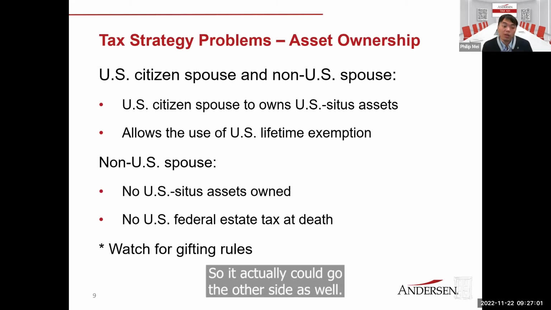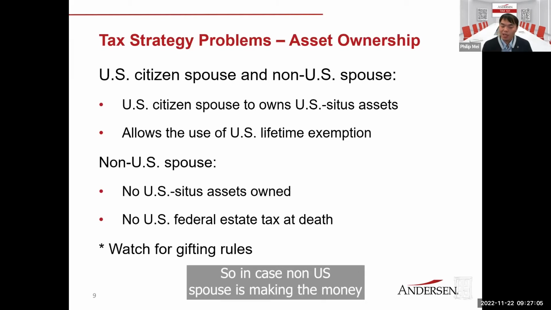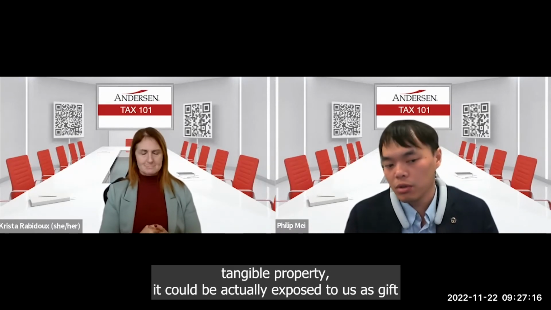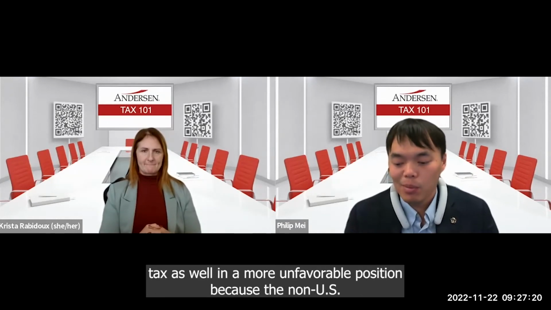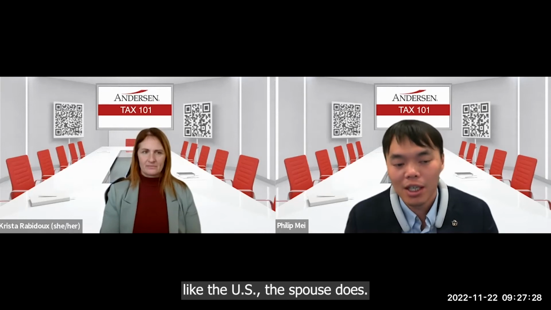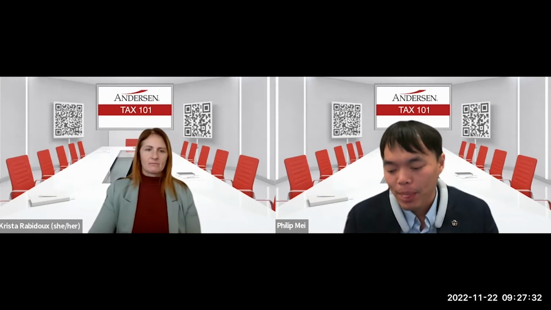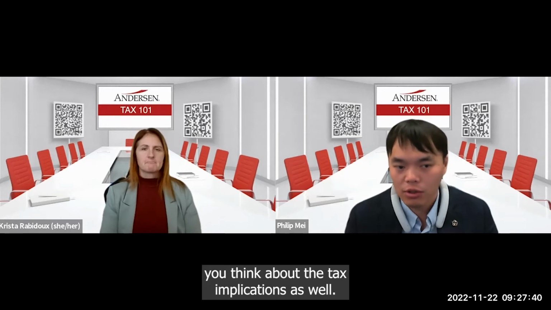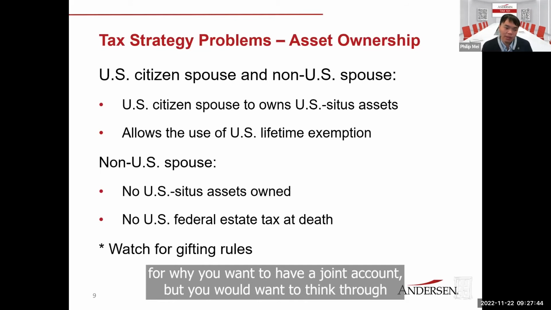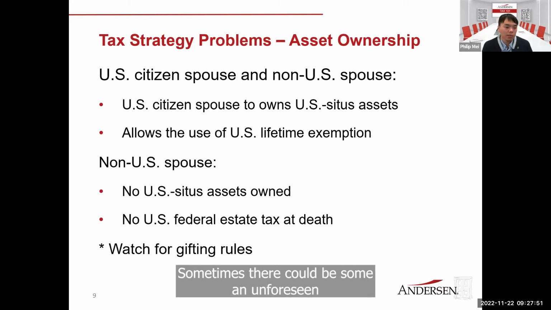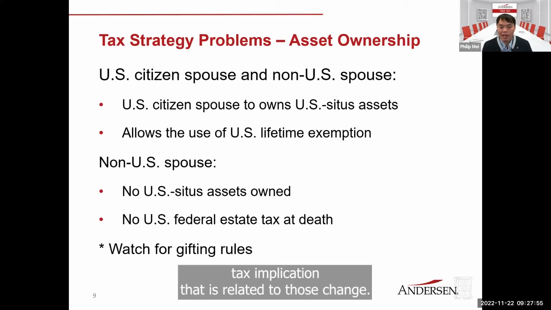Yeah, it could actually go the other way as well. If a non-US spouse is making the money and then putting all the money into the joint account, and the property happens to be US tangible property, then it could be exposed to US gift tax in a more unfavorable position, because the non-US spouse doesn't have access to the lifetime exemption like the US spouse does. So it could be quite punitive. We urge the audience that whenever you're thinking about changing the ownership of certain assets, think about the tax implications as well. There are other reasons to have a joint account, but think through everything before getting into this type of ownership structure. Sometimes there could be unforeseen tax implications related to those changes.